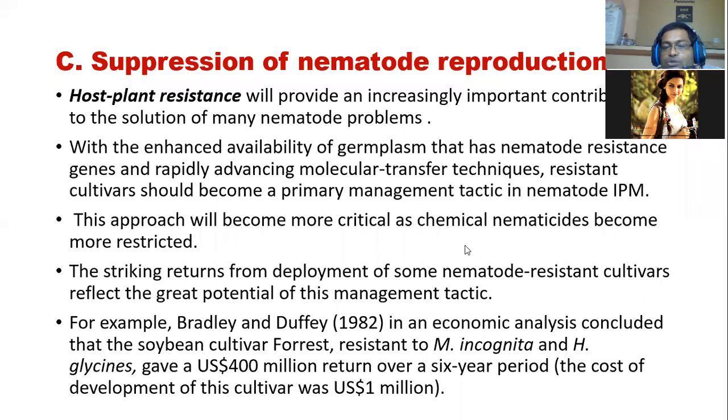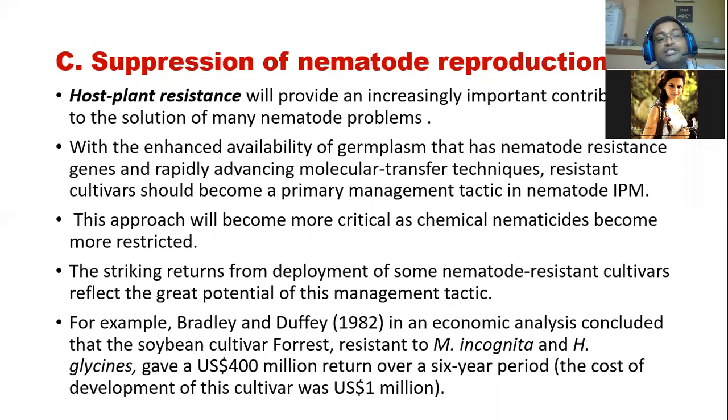Right? So in the US, nearly $400 million annually, they are minimizing the nematode incidences by using resistant hosts against Meloidogyne and Heterodera. Against these two nematodes, they are using soybean cultivars. For the development of these cultivars they spend $100 million, but annually they are saving $400 million. You think about how much profit.